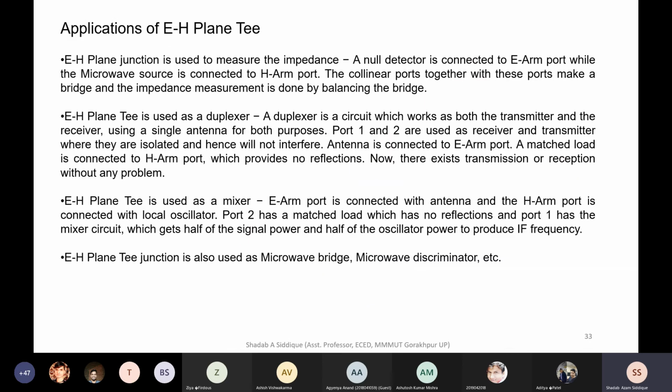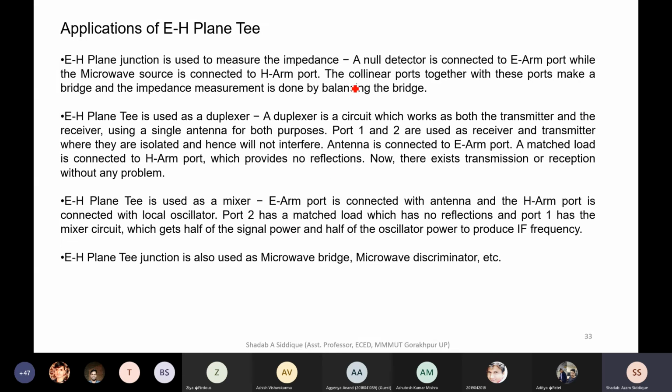Now we will see the applications of the EH plane T. So what are the applications of the EH plane T? The EH plane junction is used to measure impedance, or you can say characteristic impedance. A null detector is connected to the E arm port, while a microwave source is connected to the H arm port. So that is the configuration which we have.